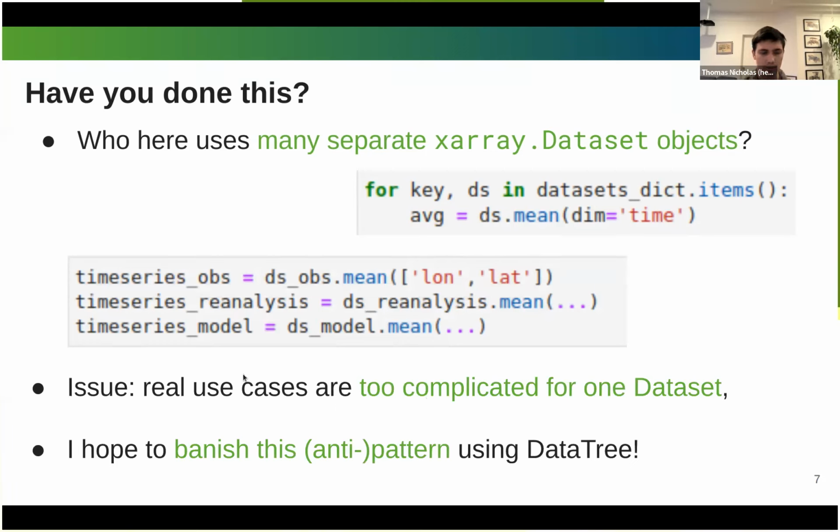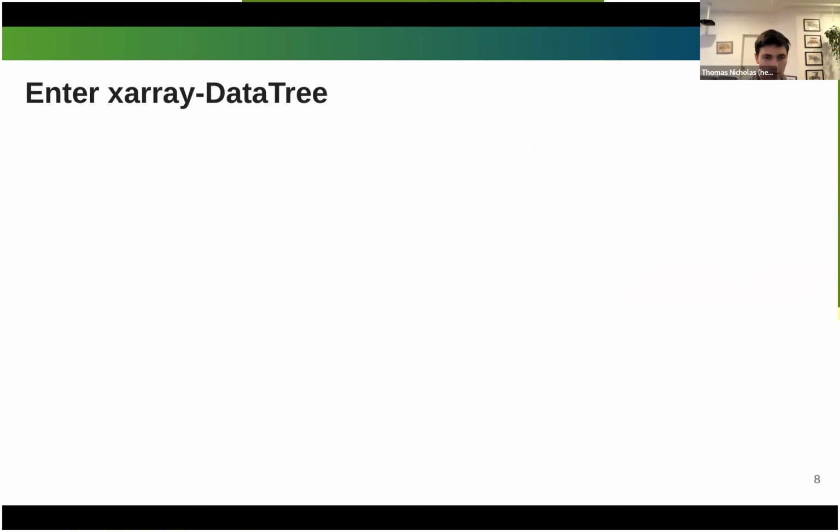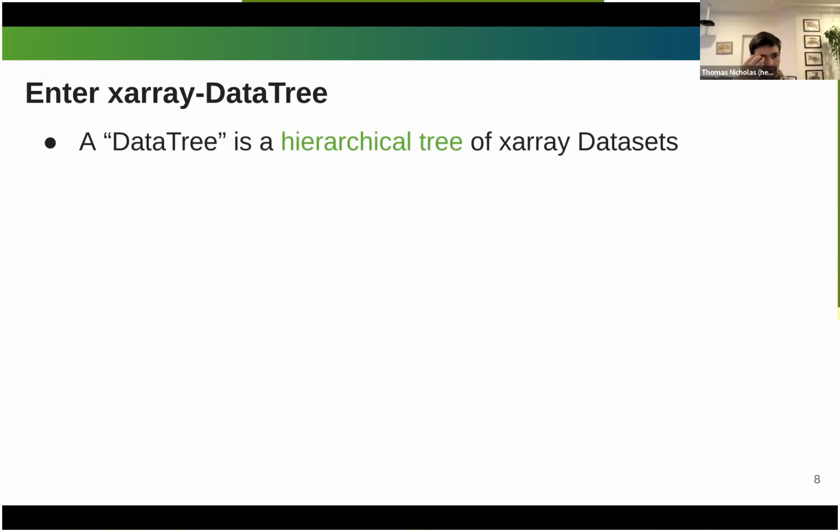But the issue is ultimately caused by the fact that these real use cases mean that you're dealing with data, and your analysis workflow involves data, that is too complicated to fit into a single object. And so one of the motivations for the Datatree object is to see whether we can simplify use cases like this and banish this sort of anti-pattern of iterating over a simple container of multiple dataset objects and do something cleverer. So enter Datatree.